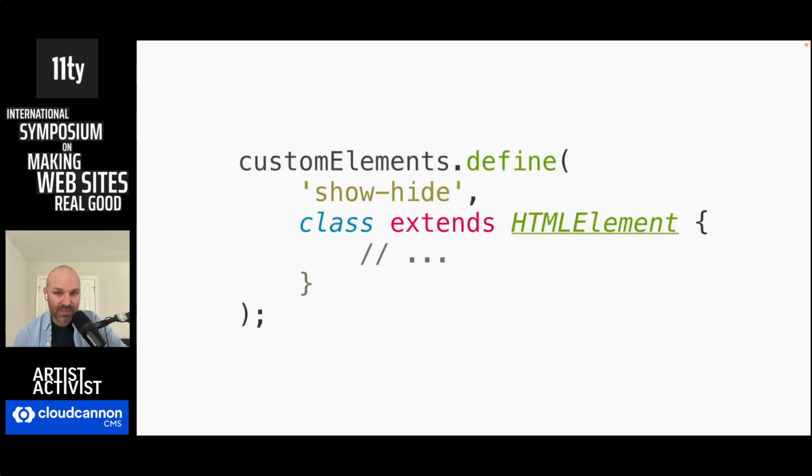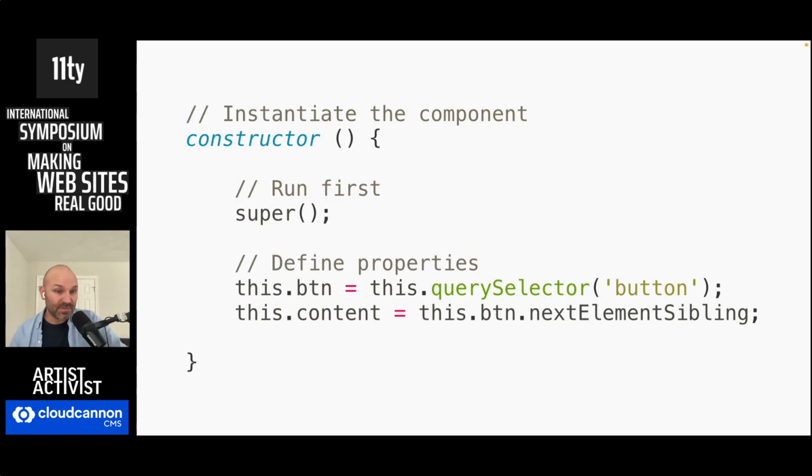In our JavaScript, we'll start by defining our custom element. We'll pass in show-hide and our class that extends the HTMLElement. And then inside the constructor for that class, we'll run the super method. And then we'll define our properties. Maybe we'll get the button using the querySelector method on this. And then we will get the content, the nextElementSibling, and assign that to a property as well.